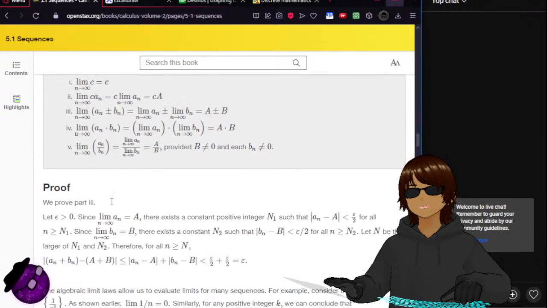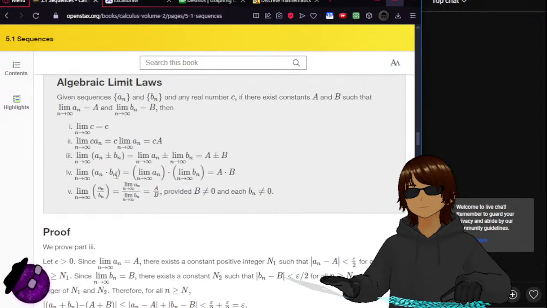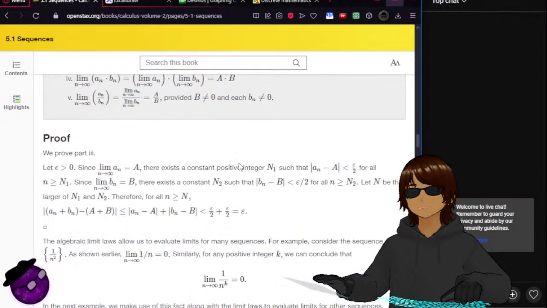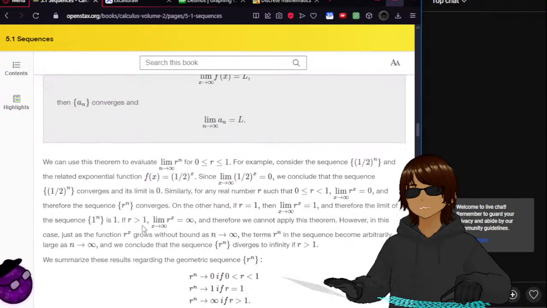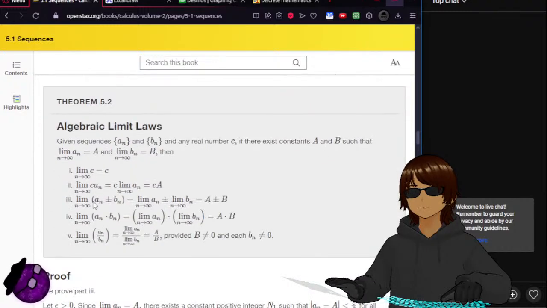Algebraic limit laws. Proof of part 3. What do they mean by proof of part 3? Proof of this?